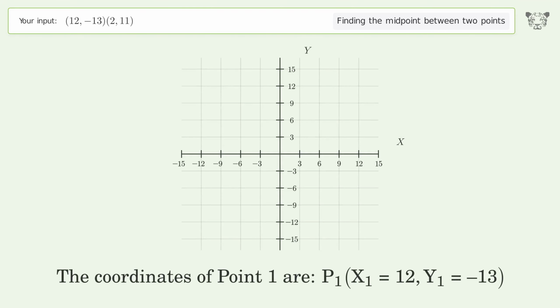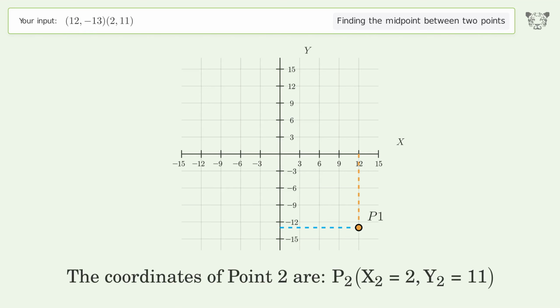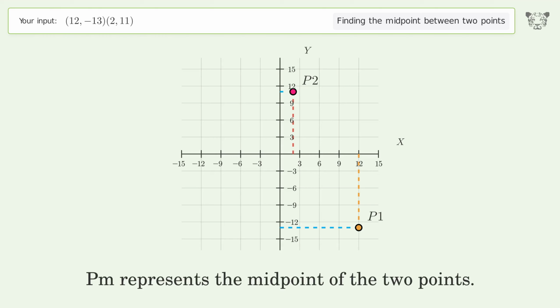The coordinates of point 1 are x1 equals 12, y1 equals -13. The coordinates of point 2 are x2 equals 2, y2 equals 11. PM represents the midpoint of the 2 points.